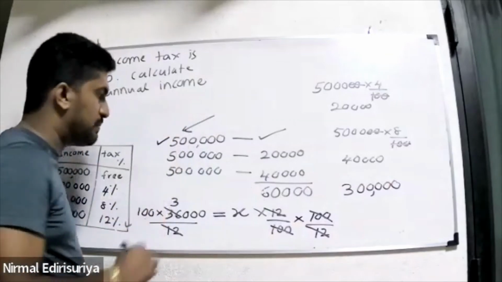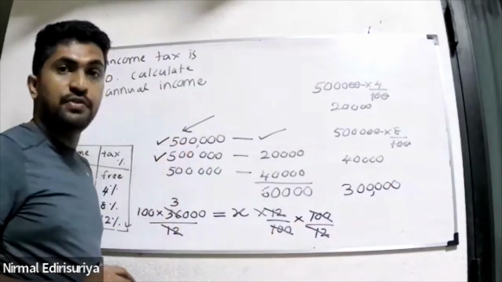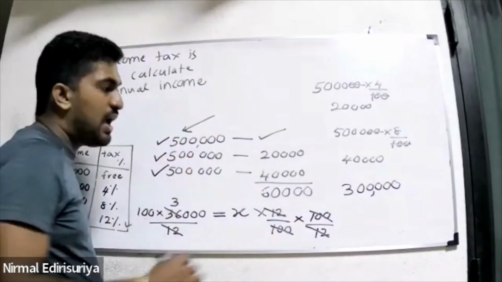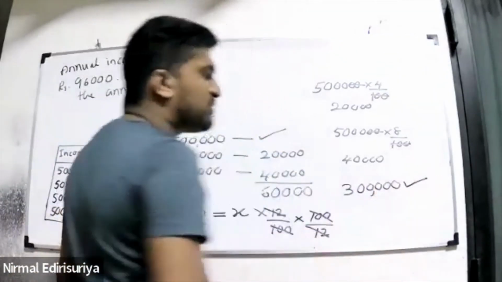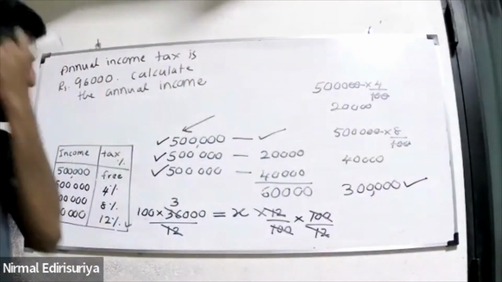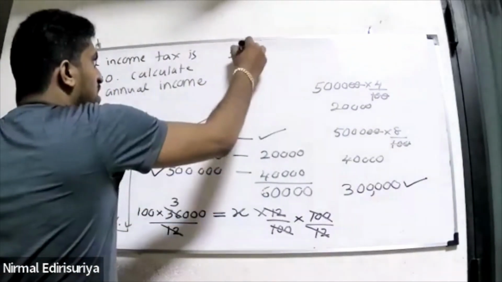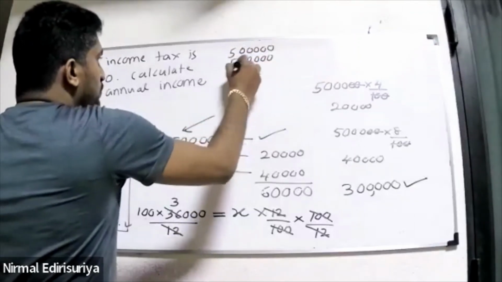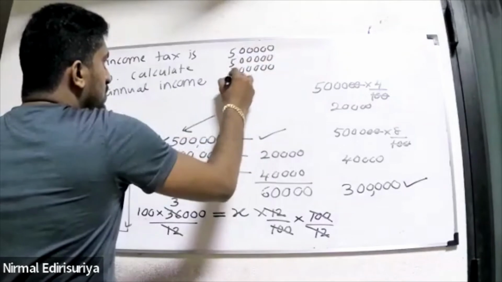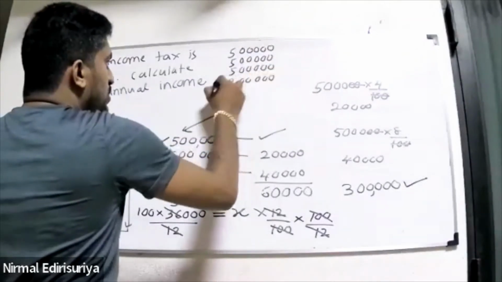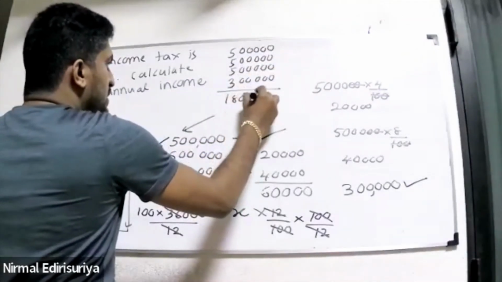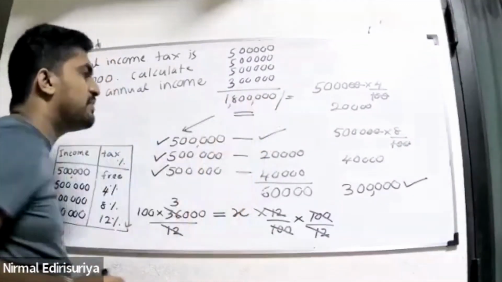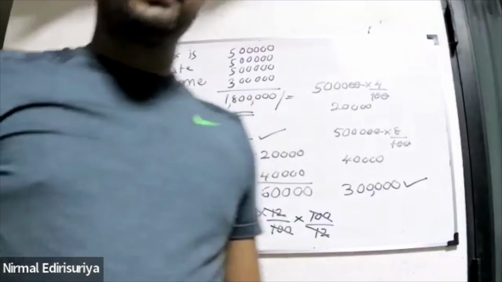500,000 first category is complete, second category 500,000 complete, third category 500,000 complete, but in the final one only 300,000 remains. Now what is the total income tax? 500,000, 500,000, 500,000, and 300,000. Now total income tax is 1,800,000.